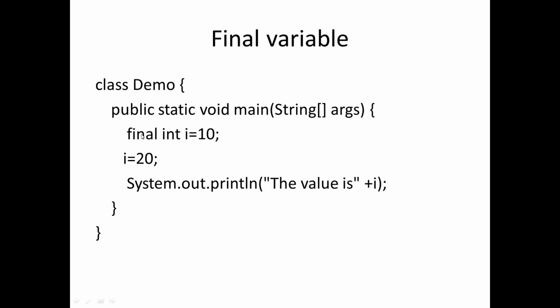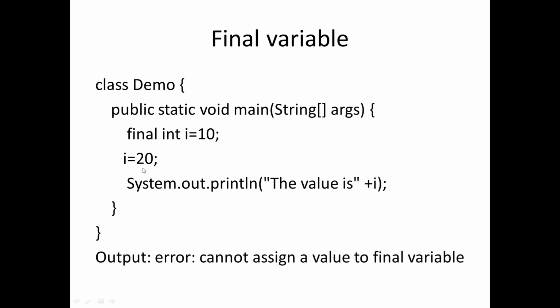Final means what? Which we cannot change. But I tried to change it: i is equal to 20. Then what will happen? The error condition will come. That means you cannot assign a value to a final variable. If you finalized any variable i, you cannot change it. This is all about the final variable.